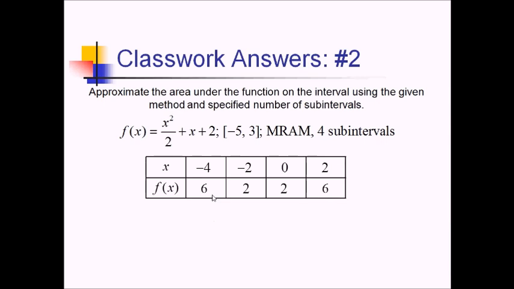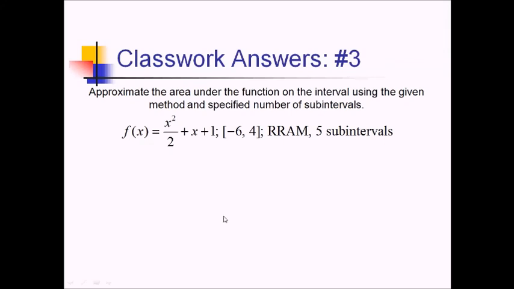Each rectangle has a base of 2, so we've got the approximation of the integral of f of x from -5 to 3. That's going to approximately equal 2 times 6. And again, note the squiggly approximately equals here because we are approximating. Then we have 2 times 2, 2 times 2 again, and 2 times 6. So that's going to be 12 plus 4, and then do it again. That's a grand total of 32.